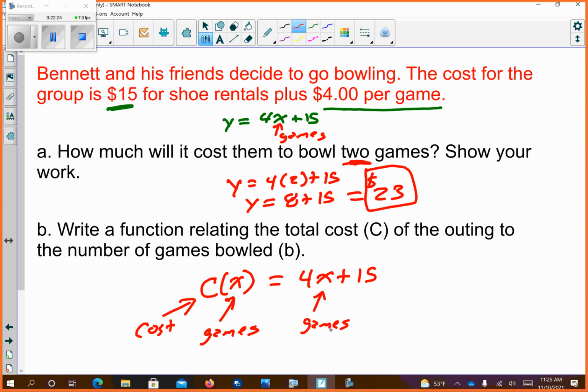If I bowled 10 games, I'd get 4 times 10, which is 40. 40 plus 15 is 55. So 10 games would cost us $55 to do. Again, do I think it's a good price or not? I have no idea. If you're out entertaining yourself and you're there for a couple hours, maybe it's a good price that you're dividing 55 up or however many games you're doing. Okay?